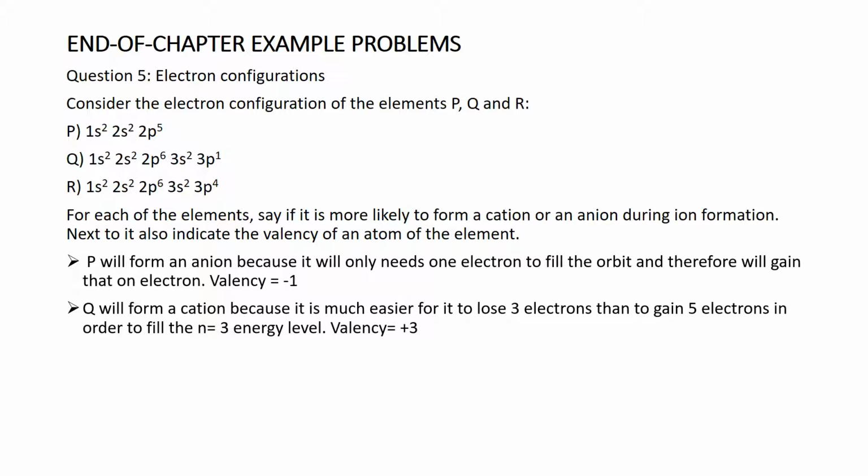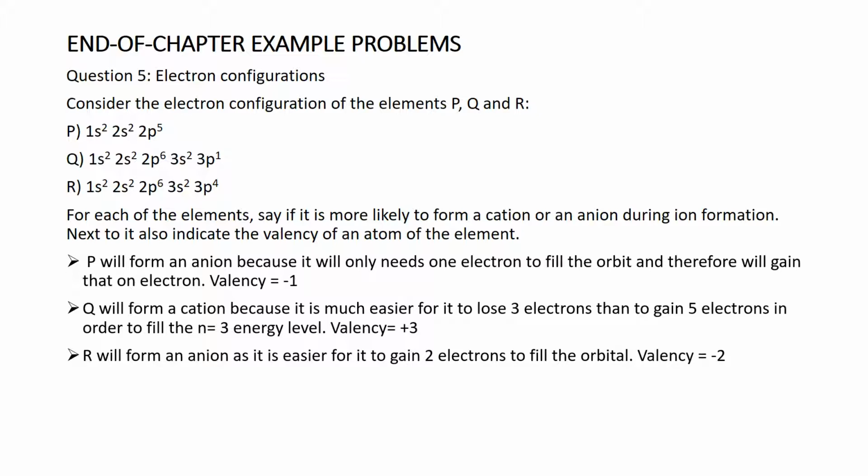R has 6 electrons in its outermost energy level, which is the third energy level, and so it needs just 2 electrons to fill the third energy level. So it is going to gain 2 electrons rather than lose the 6 electrons that it already has on the third energy level. So it's going to form an anion, and its valency will be -2.